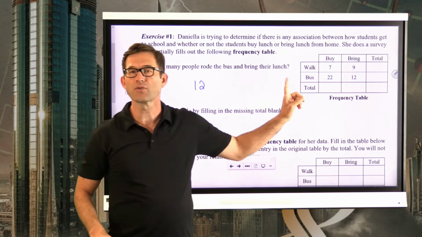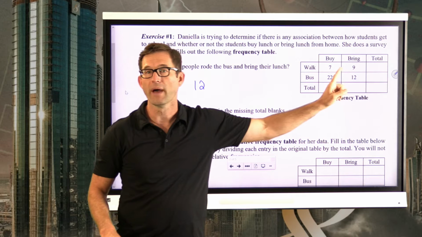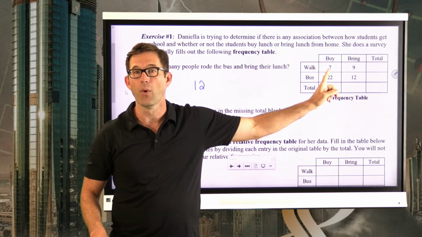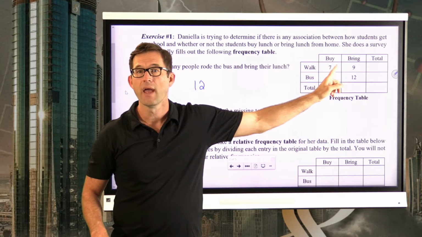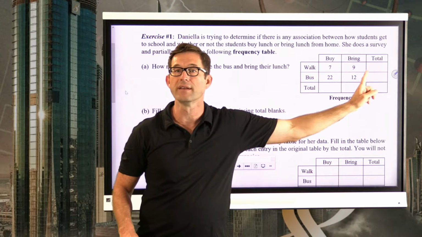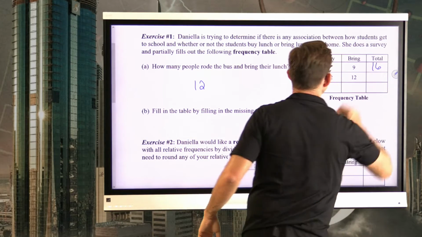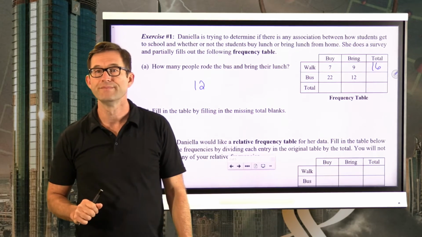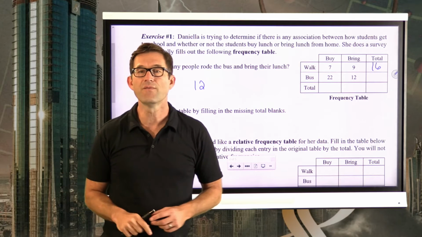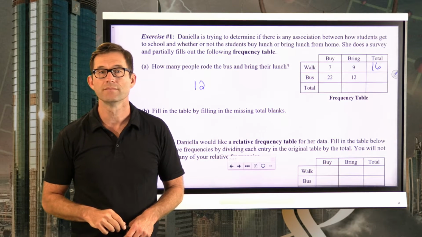But by totals, all I'm trying to do is figure out the total number of people who walk to school. And the way I do that is I count up the number of people who walk to school that buy their lunch and the number of people who walk to school that bring their lunch. And when I add the 7 and the 9 together, I find that a total of 16 people walk to school. All right, see if you can fill in all the remainder of the blanks in that frequency table.